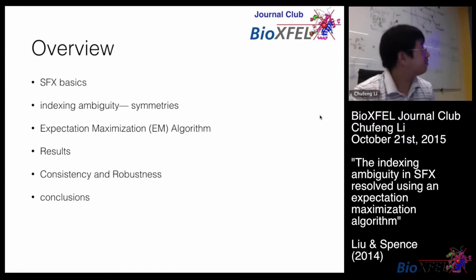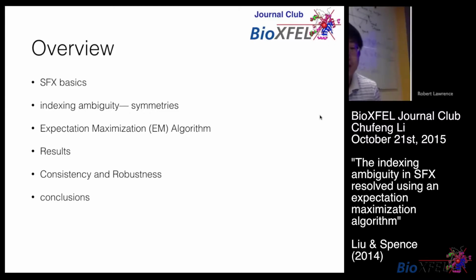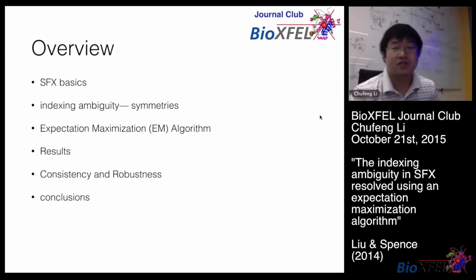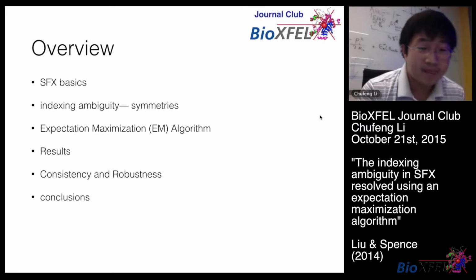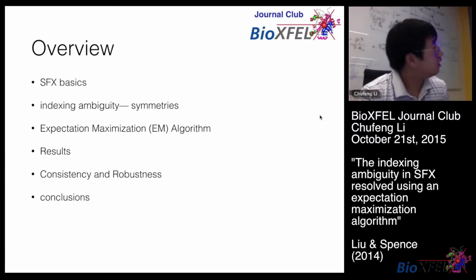So this is an overview of my talk. First, I will help you recall some SFX basics, and then we move on to the term of indexing ambiguity. We understand why we have this problem from the aspect of symmetries. And then we move on to the EM algorithm, and we see how it works for the indexing ambiguity problem. And at last, we talk about the consistency and the robustness of this algorithm, and conclusions.